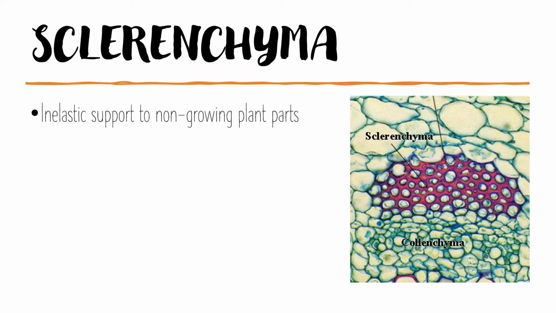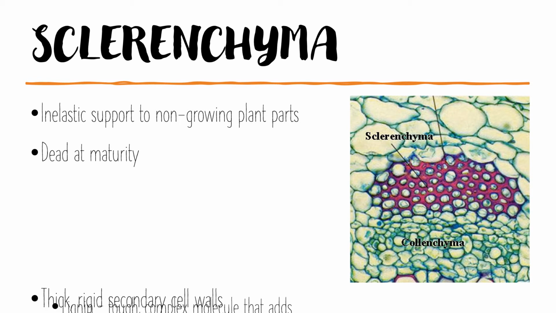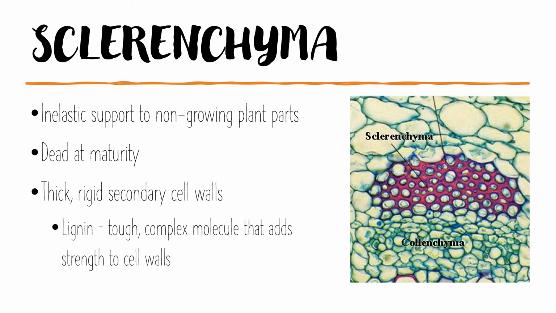Now, sclerenchyma cells provide inelastic support to parts of a plant that are no longer growing. These cells, which are dead at maturity, have thick, rigid secondary cell walls that occupy most of the cell's volume. Now, the secondary walls typically contain lignin, which is a tough, complex molecule that adds great strength to the cell walls. Some sclerenchyma cells are elongated fibers. Linen, for example, comes from the soft fibers of the stems of the flax plant. Other sclerenchyma cells form hard layers or clusters, such as the small groups of cells that create a pear's gritty texture.